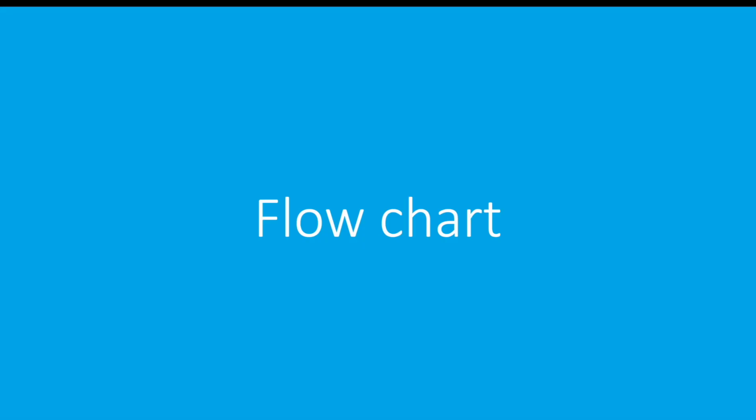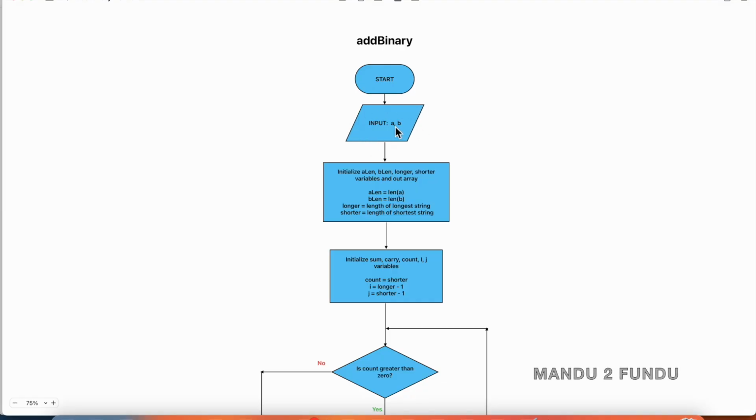Let's look at the flowchart. Input for this procedure is the binary strings A and B. First we initialize the A len and B len variables, the longer and shorter variables, and then the output array. A len contains the length of the first string and B len contains the length of the second string. The longer variable contains the length of the longest string, and the shorter variable contains the length of the shortest string.